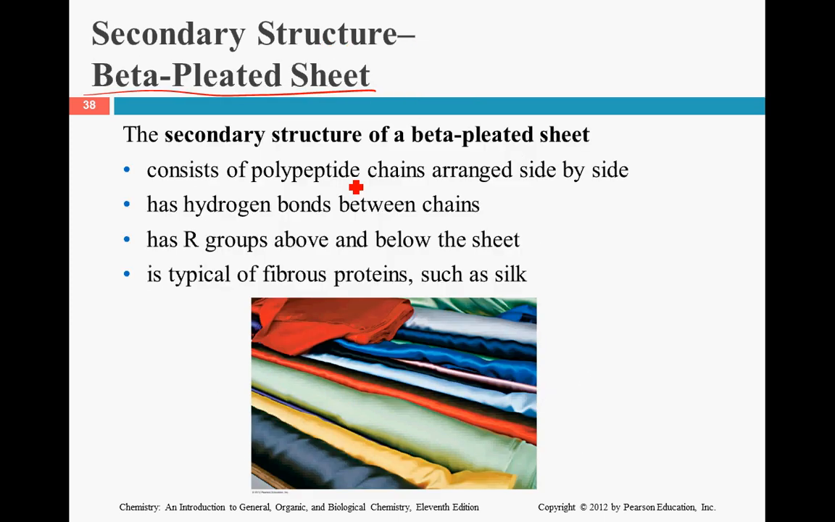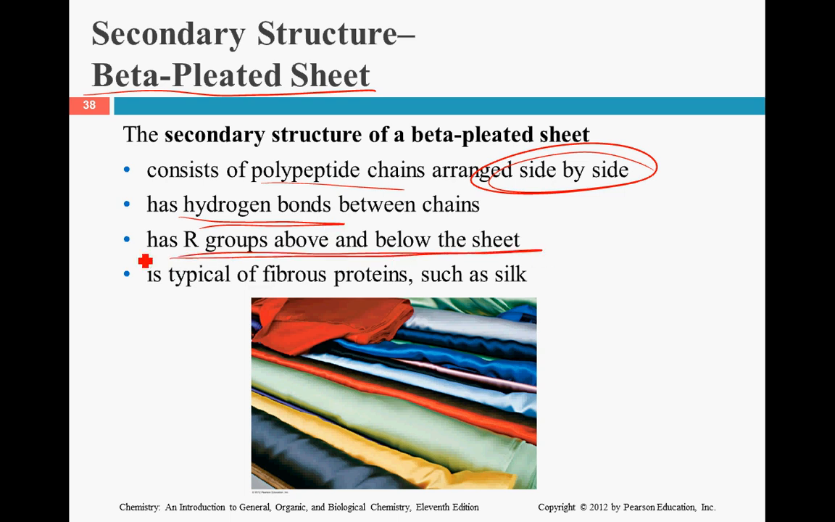So let's go back and make sure we covered everything. Peptide chains side by side, whereas alpha helix is within the same and it curls. Hydrogen bonds between the chains. Both the alpha helix and the pleated both have hydrogen bonding. R groups are above and below the sheets, where with the alpha helix, the R groups are facing outward. And some examples are silk.